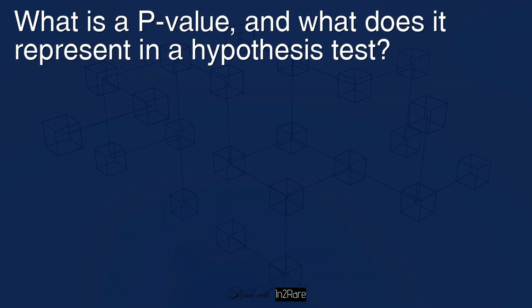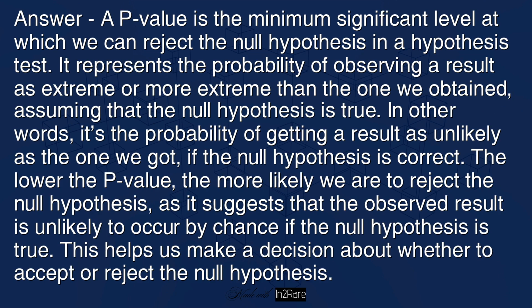What is a p-value, and what does it represent in a hypothesis test? Answer: a p-value is the minimum significance level at which we can reject the null hypothesis in a hypothesis test. It represents the probability of observing a result as extreme or more extreme than the one we obtained, assuming that the null hypothesis is true.